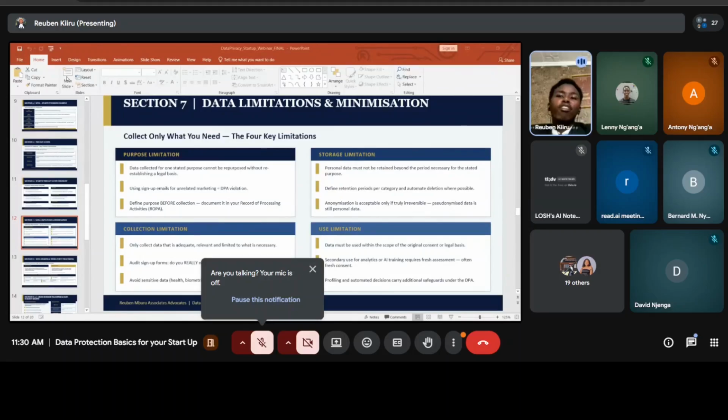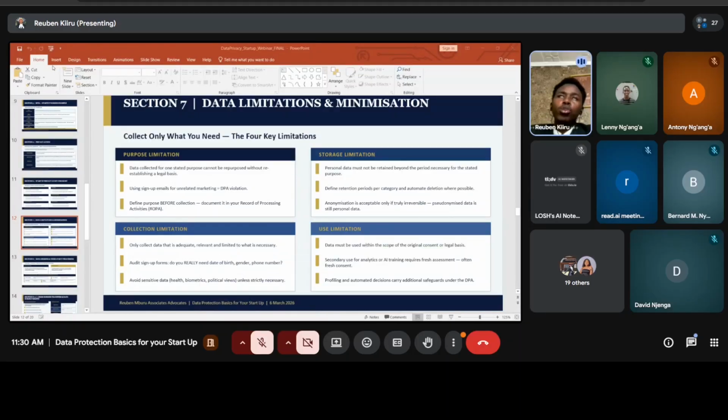Then you need to define the purpose before the collection. So before I received your email through the Google form, before you submitted it, you had to see a check box saying, yes, this is what I want, and this is the purpose for the same. This is the link to a privacy policy. This is how you need to look at it. Then you also need to do storage limitation. Ensure that you don't store personal data or people's data beyond the period that is necessary.